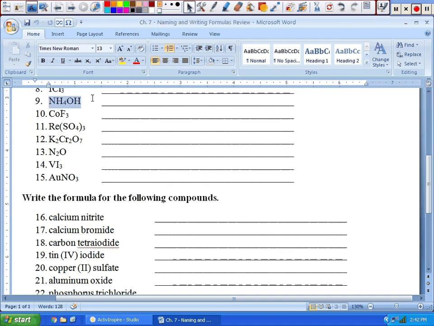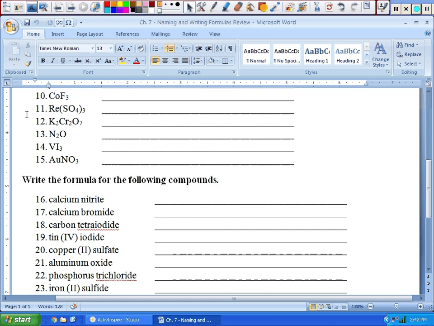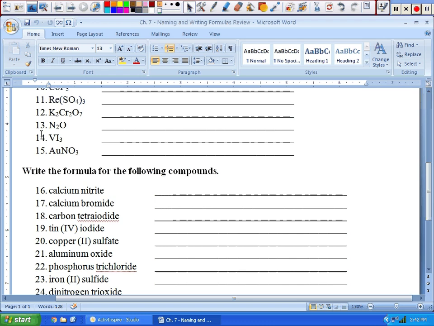Number 9, I like this one. Ammonium hydroxide. You didn't even have to. All you had to know was the name of the polyatomic on that one. You didn't have to think about it. Ammonium hydroxide. All right, number 10, cobalt 3 fluoride. Cobalt 3. Now, if you got this one, you deserve a high five. So high five yourself if you got this one right. This is a tough one.